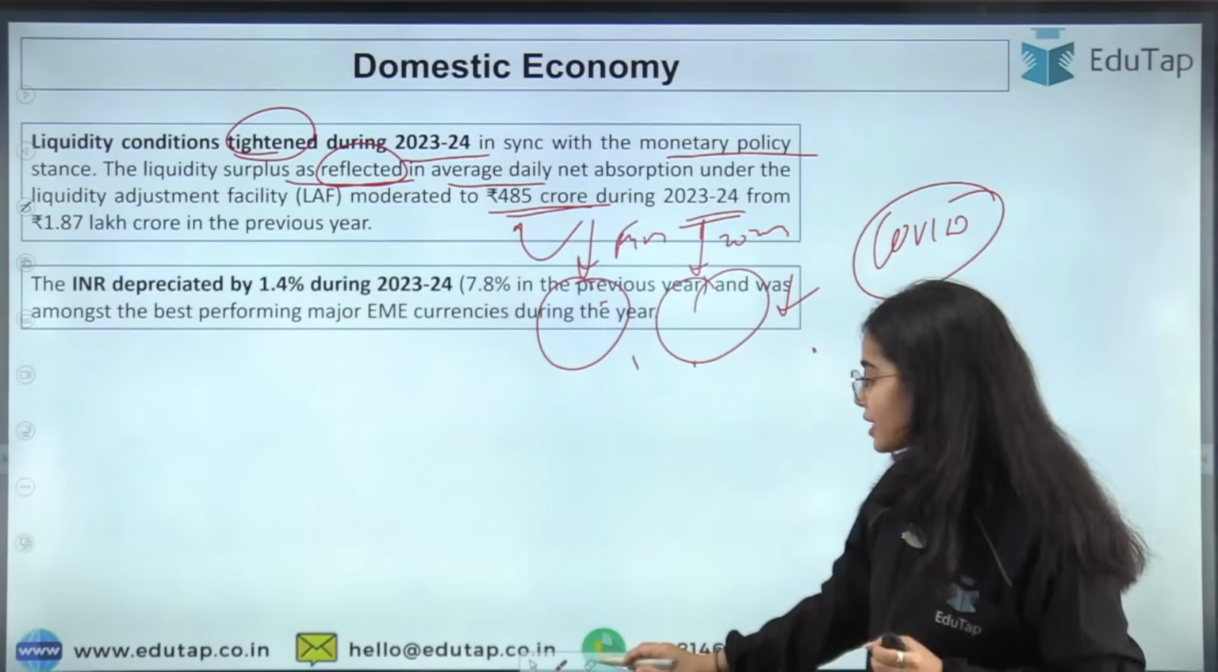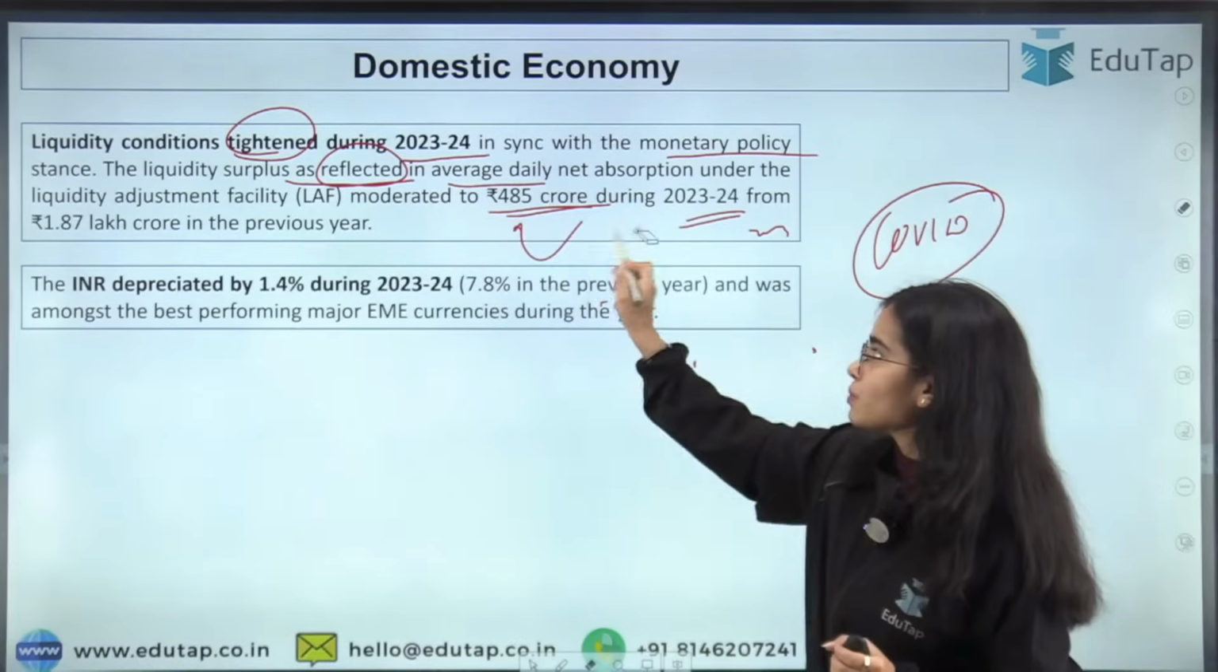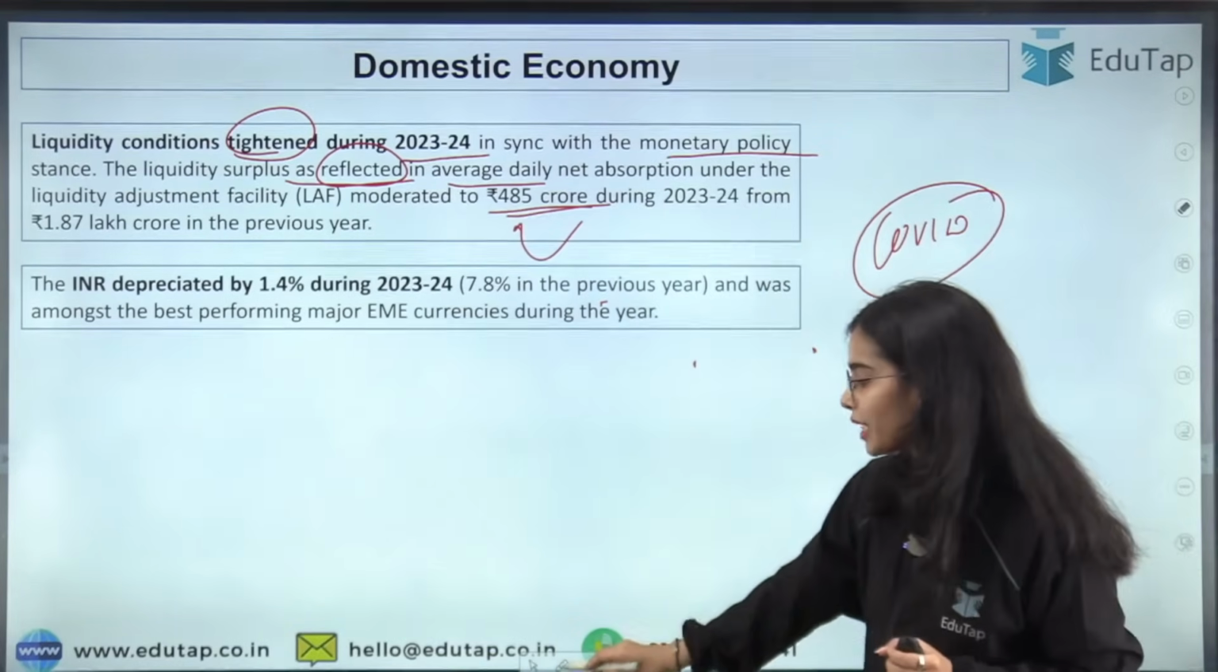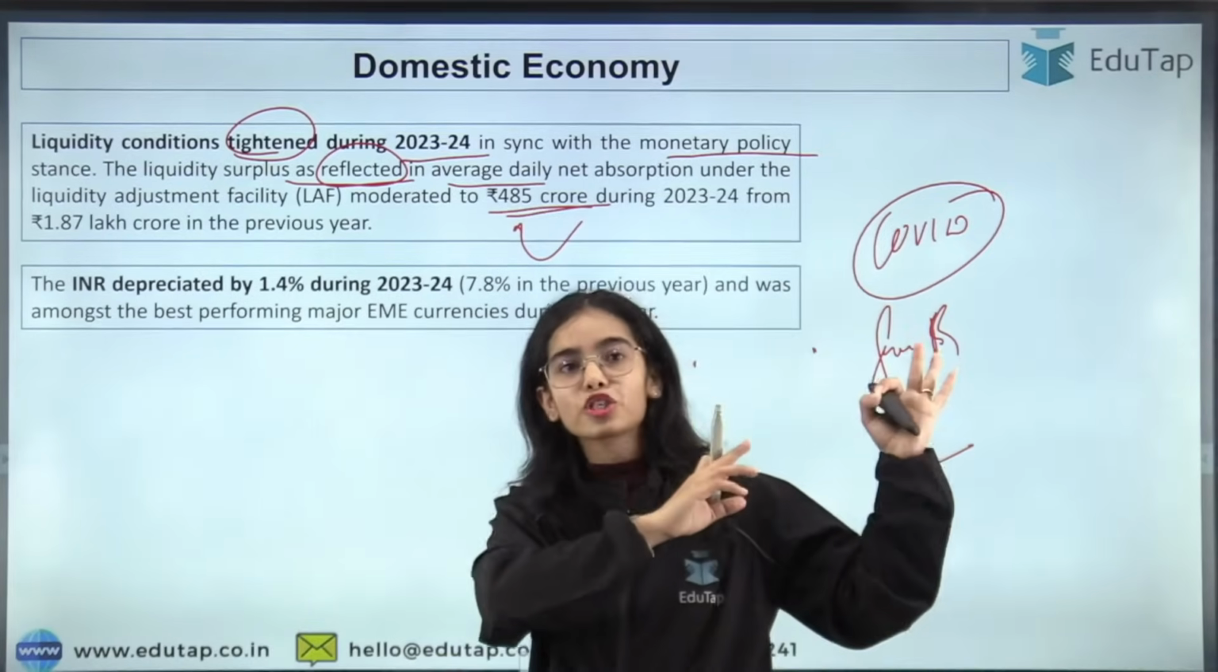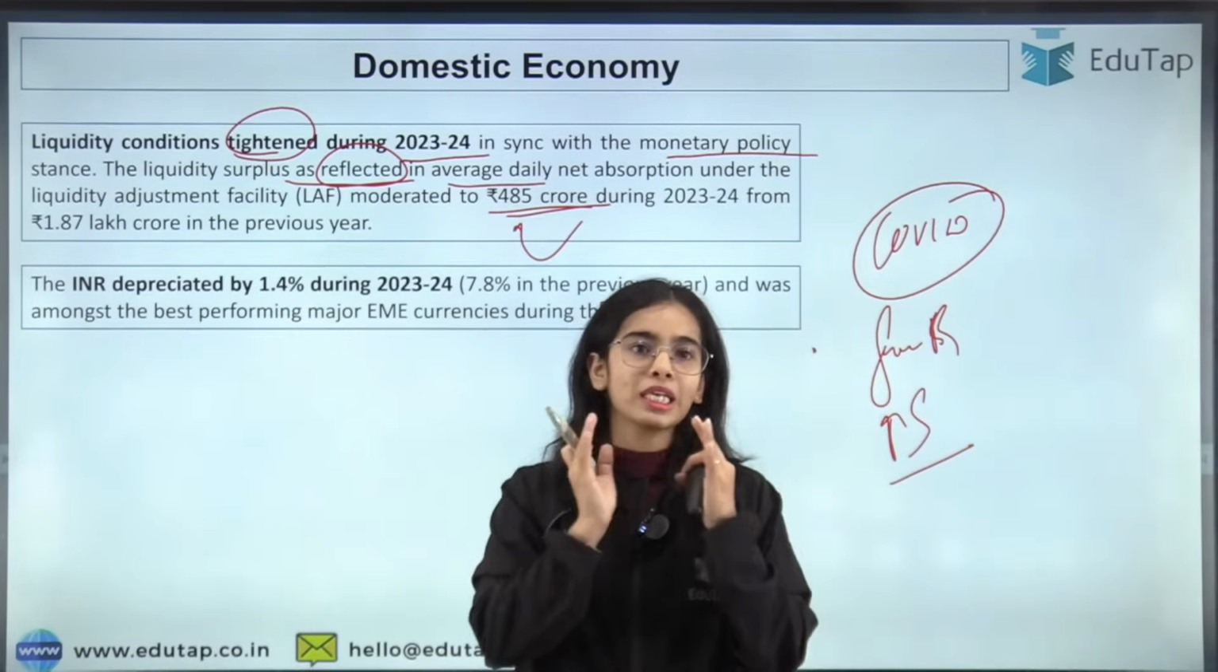Okay, so for this data point, you just have to understand that the daily net absorption is still happening, but it is lower than the previous year, because in the previous financial year already, much of the absorption had happened.